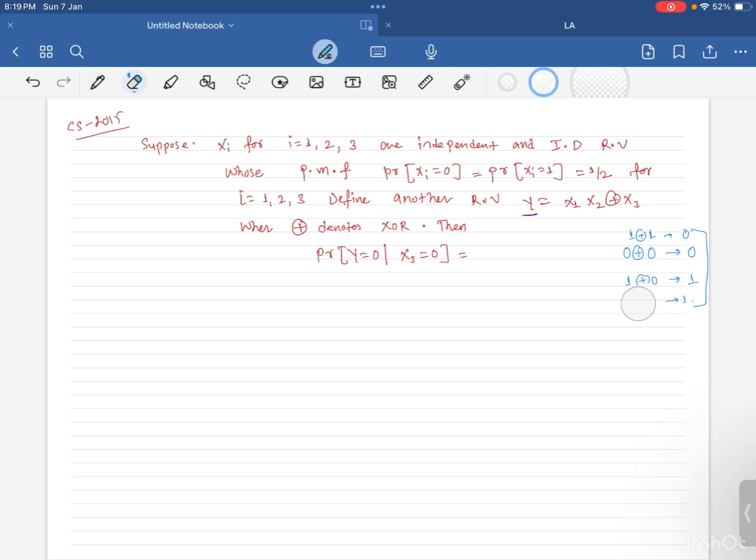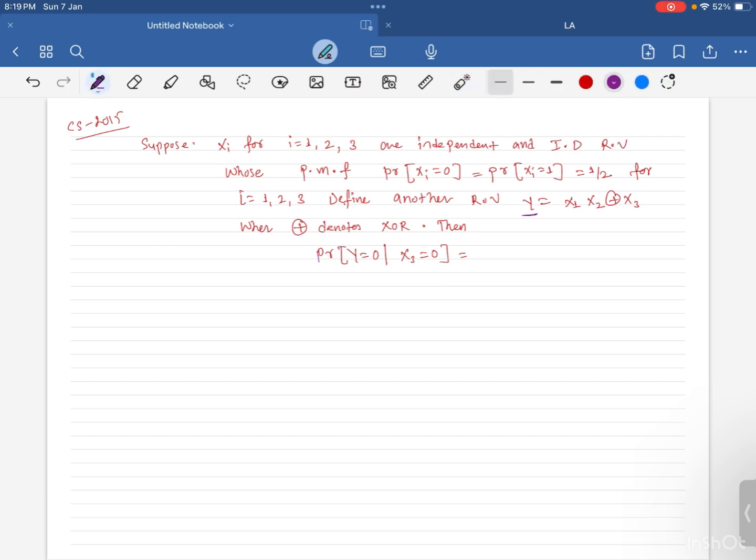Okay, now what we have to find is this conditional probability. We will have to find the probability that y is equal to 0 given x3 is equal to 0. So what is it? Okay, now we have understood the question. Now how can we proceed?